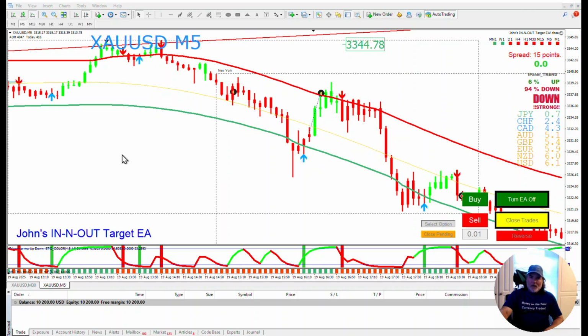Right now we've come out with a new EA. It is John's In and Out Target EA. Now we did come out with a target template, but we really didn't have a better EA. So I came out with a better EA for this template.